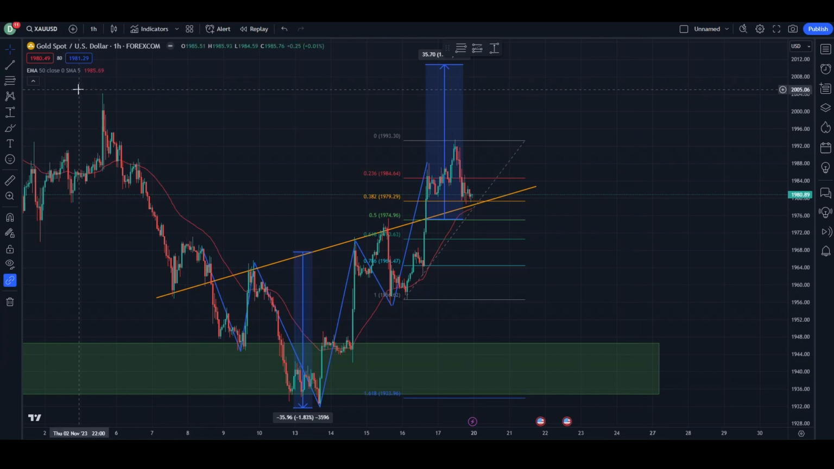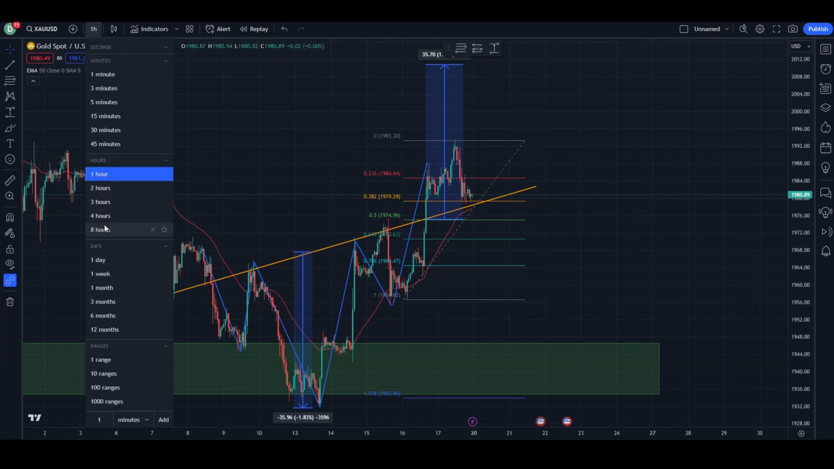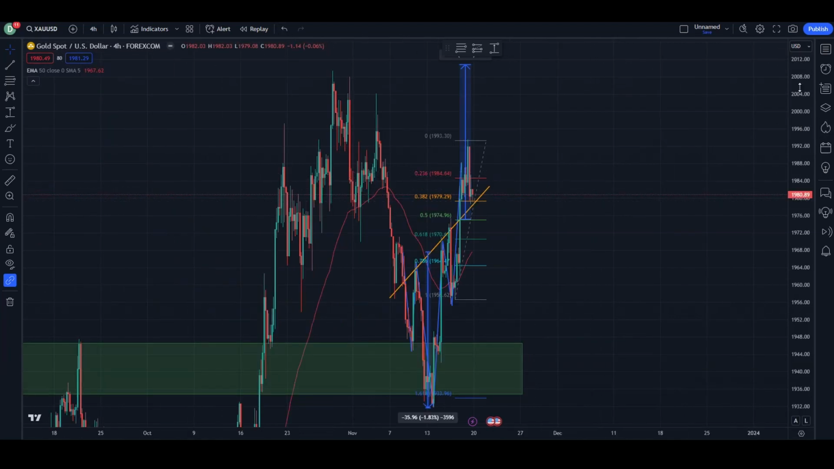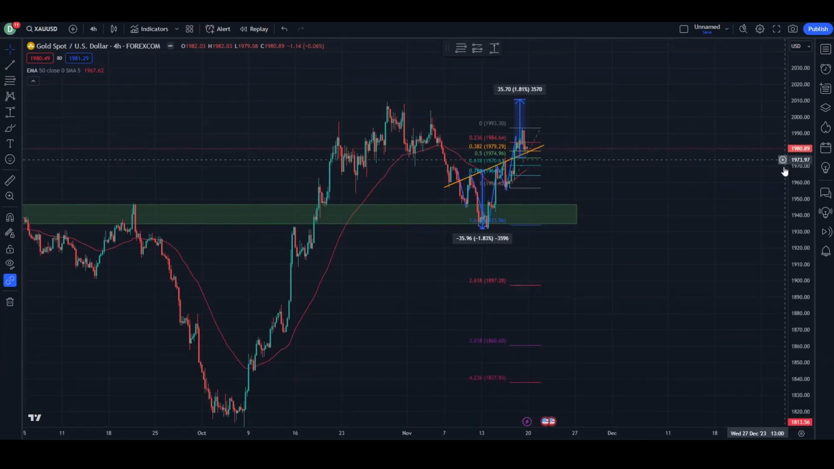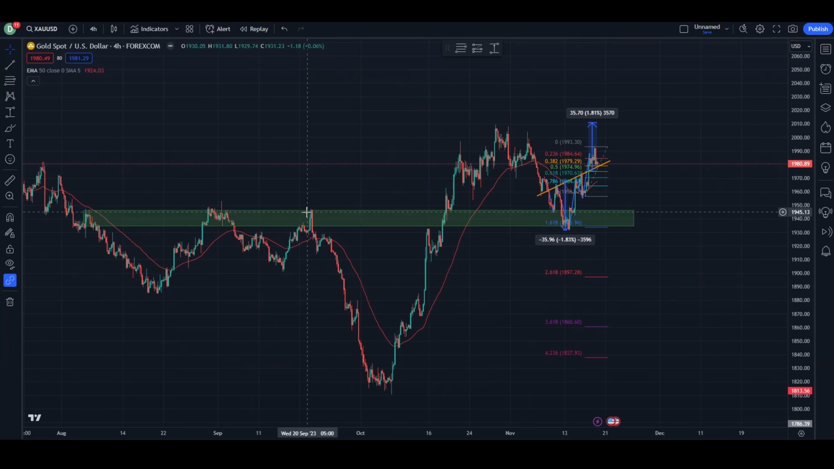Looking at the chart again, if we change it to a 4-hour time frame, you can notice that the bottom of this inverse head and shoulders pattern actually happened from this strong resistance range created in the period between August and September this year. As the price encountered it, it started bouncing to the upside.